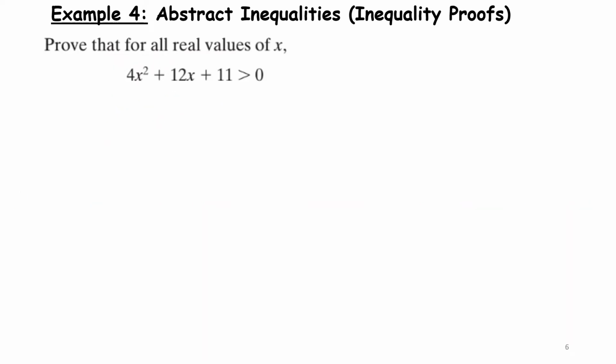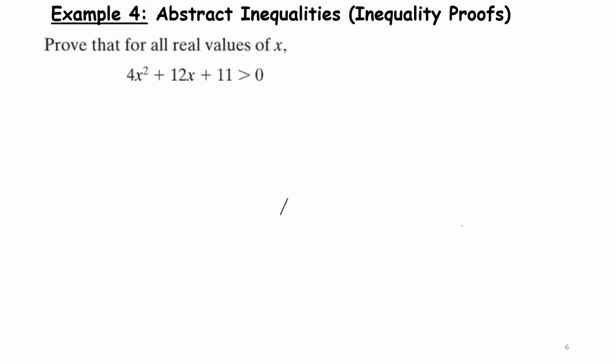Example 4. Prove that for all real values of x, 4x squared plus 12x plus 11 is greater than 0. So we don't have an or equal to this time. So we can approach this in two different ways. The first one is to work with this like we've worked with all the other ones and try to write it as a bracket squared. The second way is to work more like the way we would work if we were doing completing the square or vertex form. The difference is when you're doing completing the square or vertex form, you must pull out that coefficient, that 4. When we're working with these kind of proofs, you don't have to. I'm going to show you both ways.